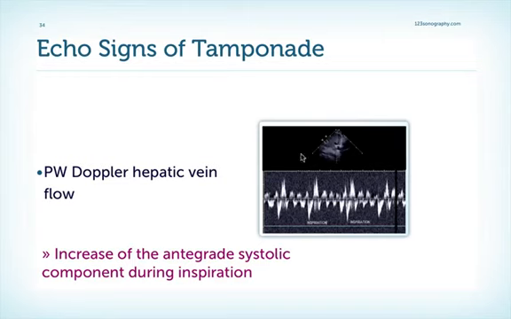You can also use pulsed wave Doppler in the hepatic veins, as you can see right here. The blood from the hepatic veins drains into the inferior vena cava and then into the right atrium. In the setting of tamponade, you will find an increase of the antegrade systolic component during inspiration. You can see very nicely here that we have an exaggerated flow during inspiration.